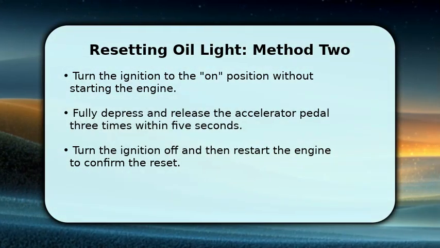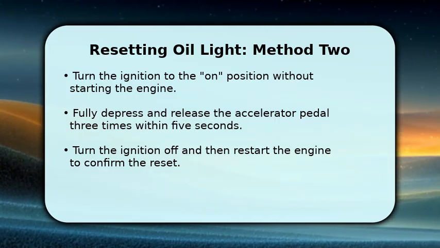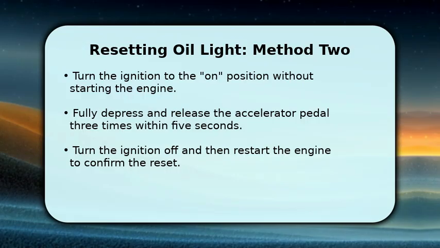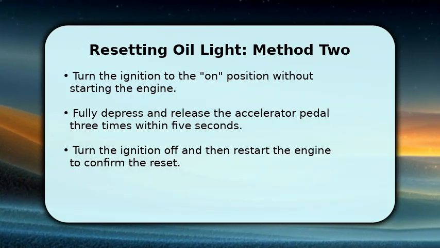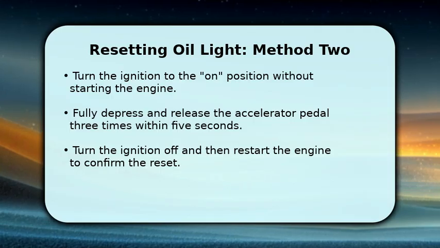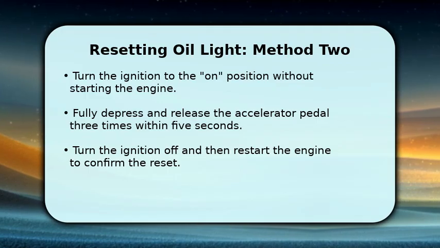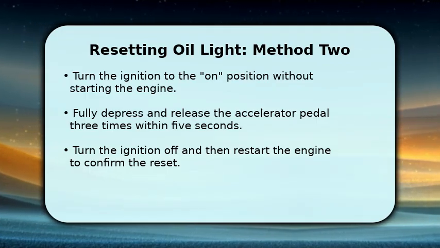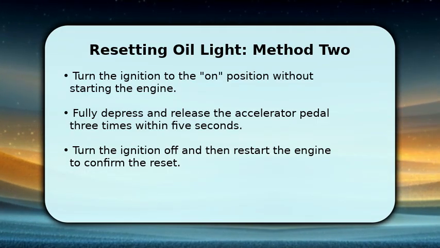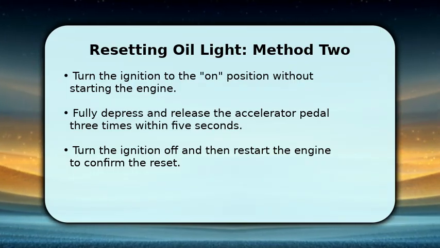Another effective way to reset your oil change light involves the accelerator pedal. Begin by turning your ignition to the on position, but do not start the engine. Then, fully depress the accelerator pedal to the floor and release it 3 times within a quick 5-second window. After performing these steps, turn the ignition off. When you restart your engine, the oil change light should be off, indicating a successful reset.